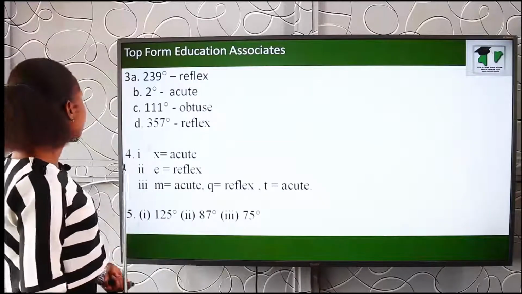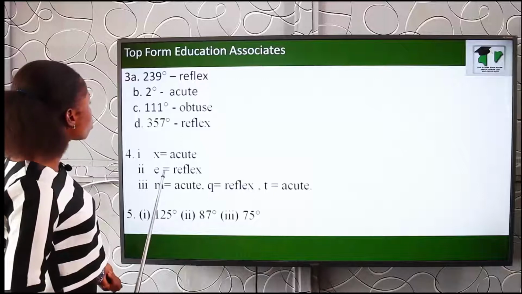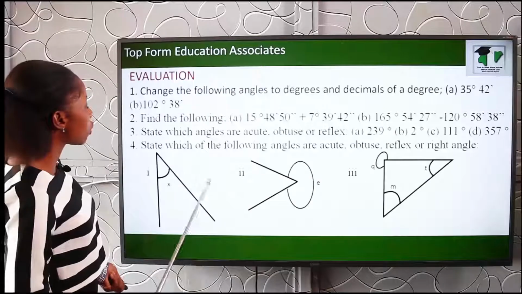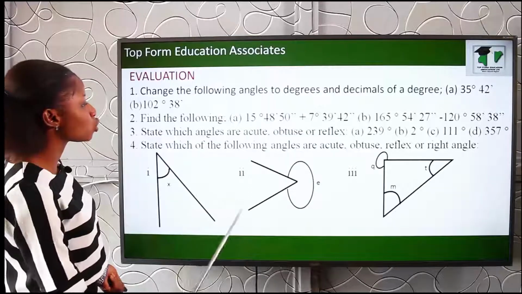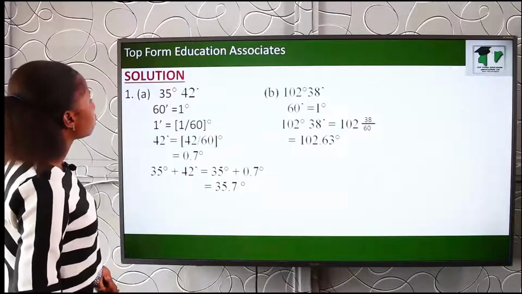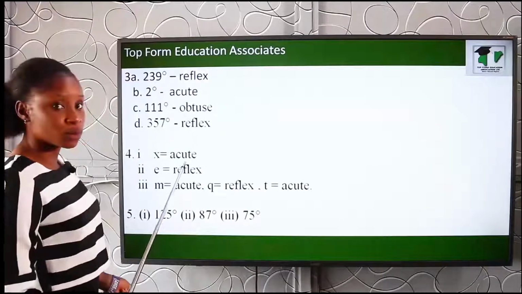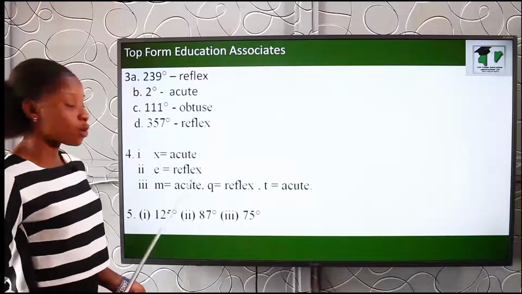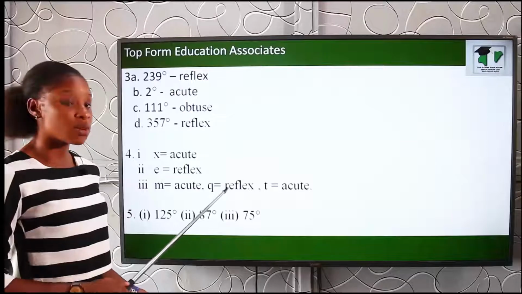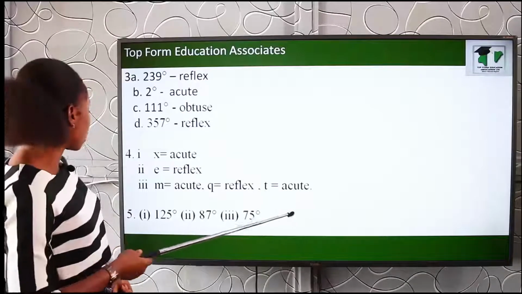Now we were also asked to state which of the angles drawn in this diagram were obtuse, reflex, or acute angles. Now this is our answer. X is an acute angle, E is a reflex angle, M is an acute angle, that's for the last one, Q is a reflex angle, and T is also an acute angle.